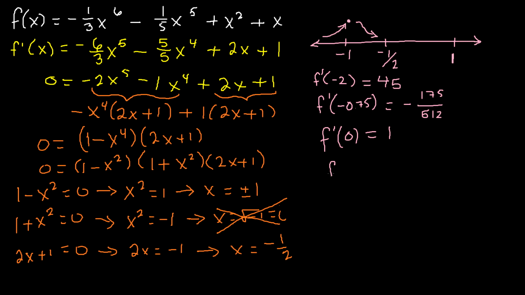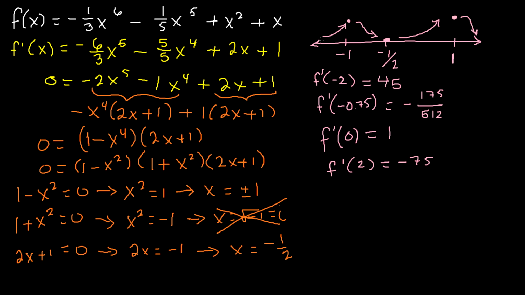And f prime of 2, which is after 1. This is going to be positive, my bad. So this would be a minimum. And we're going to see if this is a maximum. So f prime of 2 is going to be equal to -75, which is negative. So it's going to go down, which means that this is a maximum.